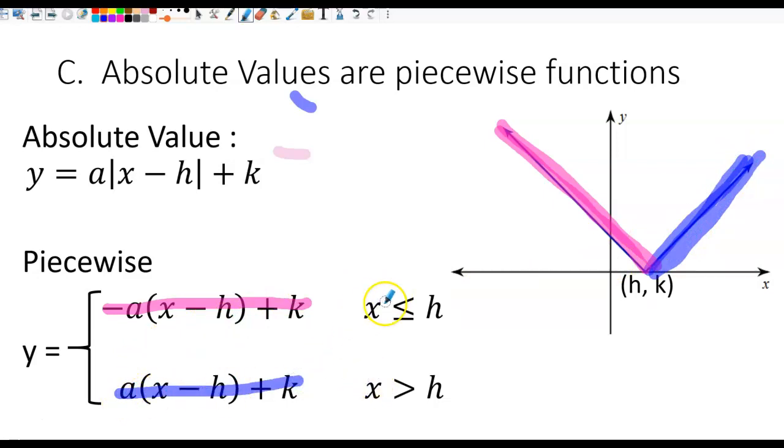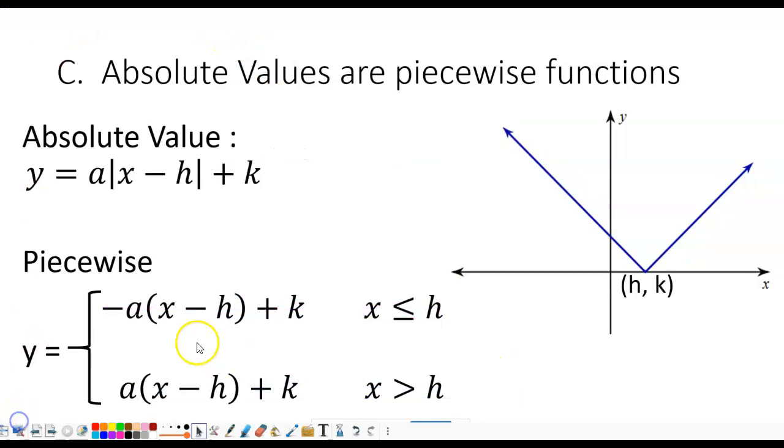So just so you guys know, this means that x is less than. So when x is less than, that means it's to the left of x. And whenever x is greater than, that means that x is to the right. Okay? So let's chat about it a little bit.